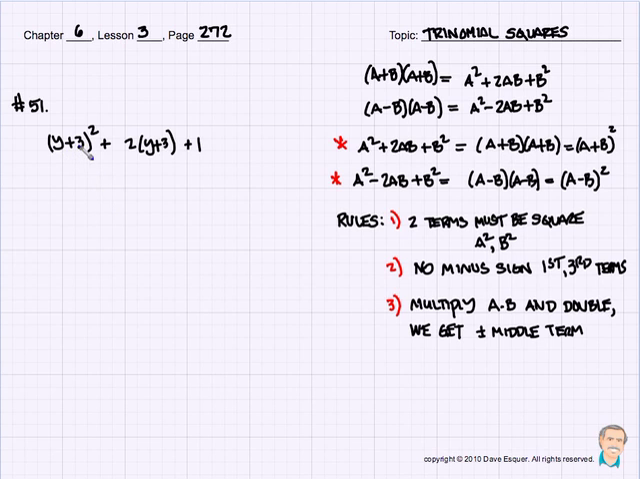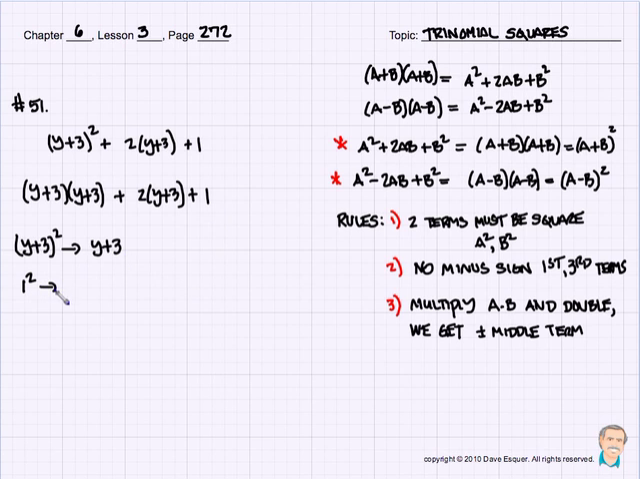Let's try number 51. The quantity of y plus 3 squared plus 2 times the quantity of y plus 3 plus 1. Let's write this out. Y plus 3, y plus 3, plus 2, y plus 3, plus 1. Rule number 1, is the first and third term square? Yeah, I think so. Y plus 3 squared will give me the y plus 3. Is this third term squared? Yeah, that gives me the 1.